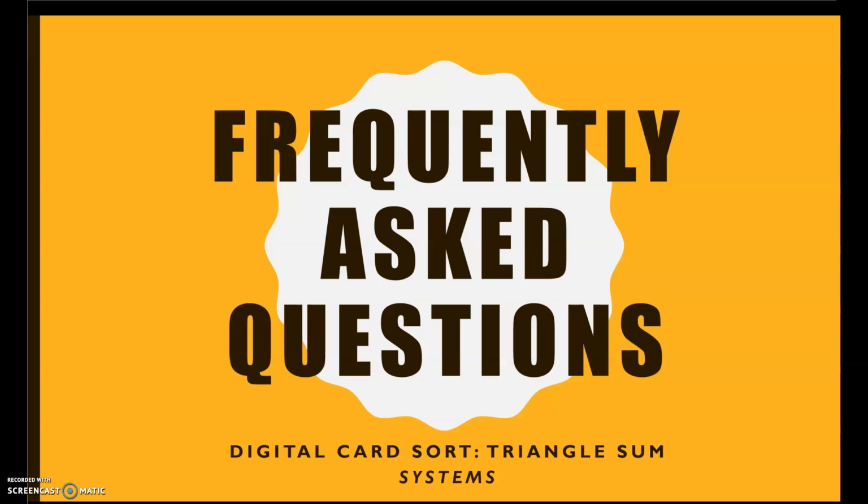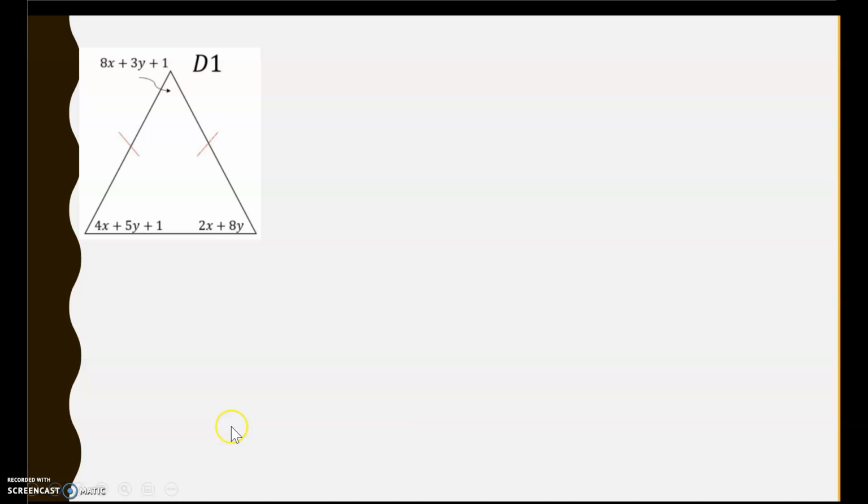Hi guys, this is from your Friday's homework assignment, the digital card sort, triangle sums. I'm just going to go over the systems questions in this one, okay? So our first question, D1. D1 and D4 are very similar, so I'm just going to do D1.